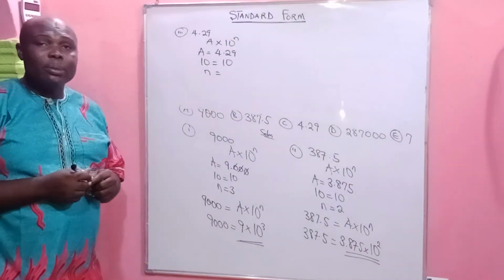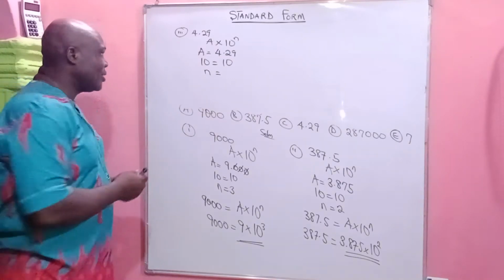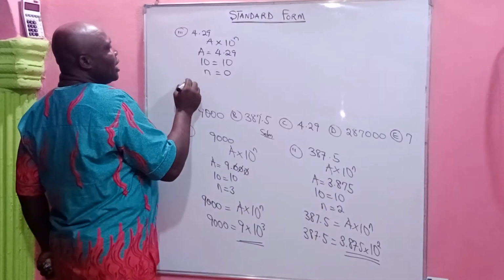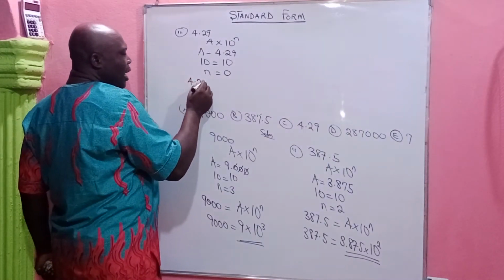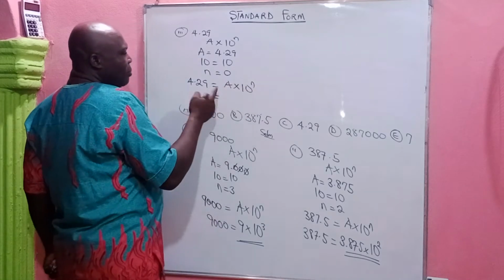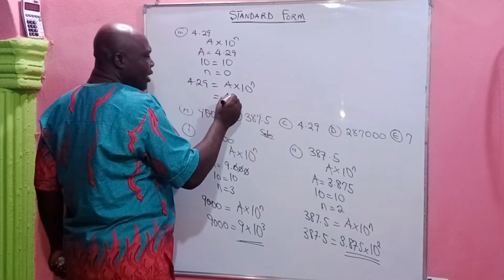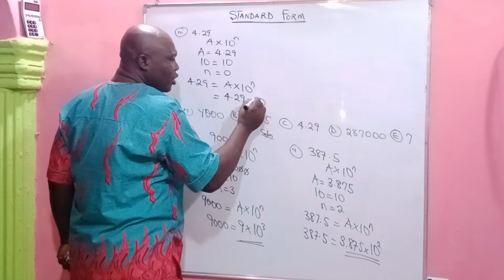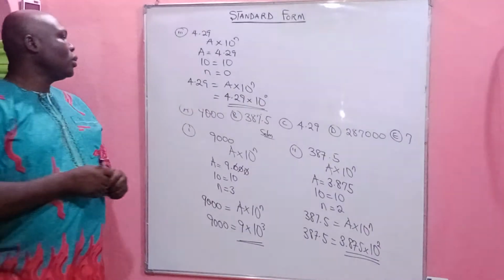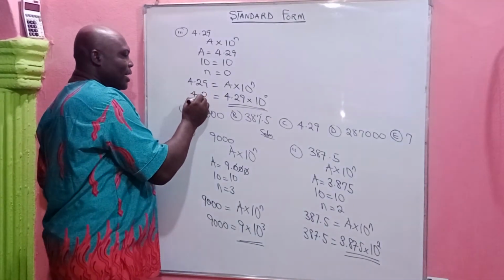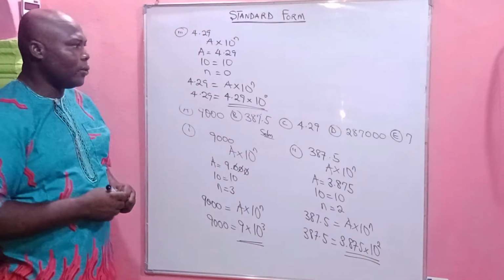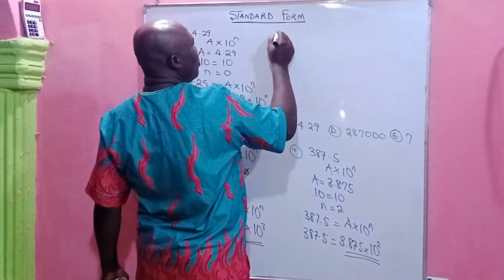Have we moved the decimal point? No, it is still where it is. So it means our n is 0. We have not moved it. It therefore means that if you are expressing 4.29 to the form a times 10 raised to power n, it will simply be a is 4.29 times 10 raised to the power of 0, since we didn't move the decimal point. So we've been able to express 4.29 in standard form to be 4.29 times 10 raised to the power of 0. So let's take the next one, number 4.